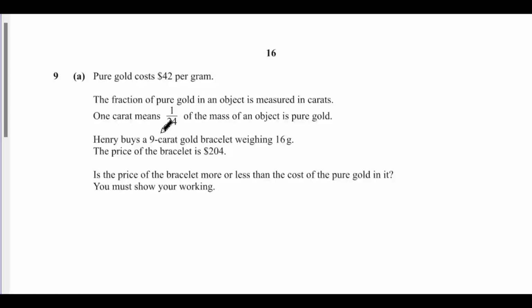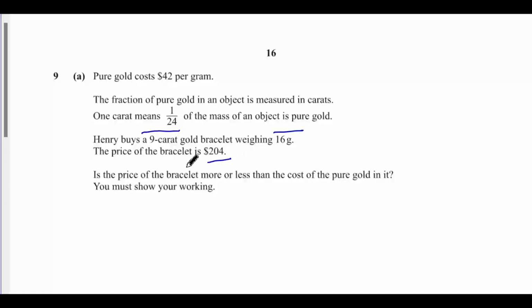Henry buys a 9 carat gold bracelet weighing 16 grams. The price of the bracelet is $204. Is the price of the bracelet more or less than the cost of the pure gold in it? You must show your working. Okay, so he has 9 carats, and the weight is 16 grams. The cost price is this.